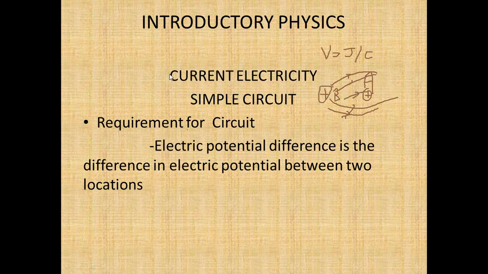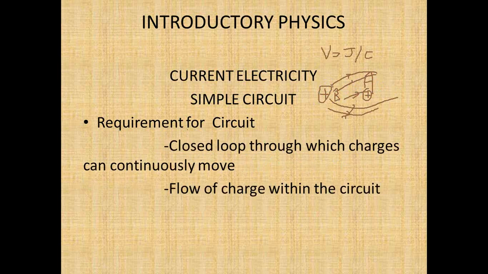You need that. And that is what your battery does. All your battery does is supply that electric potential difference. So what are the requirements for the circuit? You need a closed loop through which the charges can continuously move. You don't want the charge to move to a certain point and then there's a gap in the circuit and nothing happens. So you need a closed loop through which the charges can continuously move. And so once you have that, you're going to get the flow of charge within the circuit.